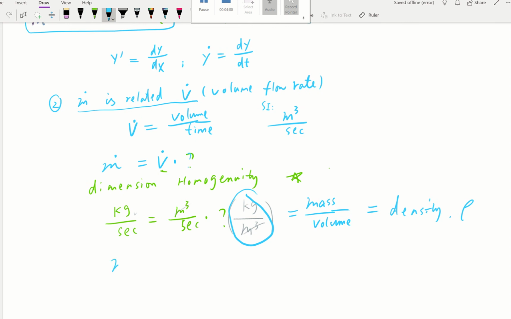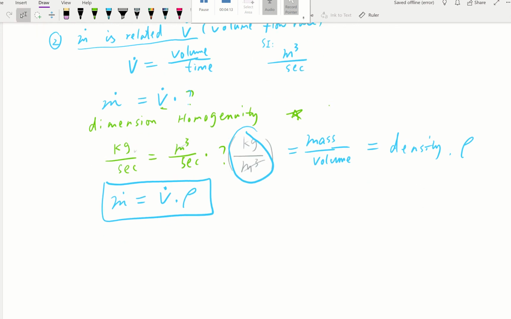So now you find the missing link here, and we can write down the whole equation. Mass flow rate is equal to volume flow rate times density. That's it. That's how mass flow rate is related to volume flow rate, and the missing link is our density. Okay, and one more concept to go over.